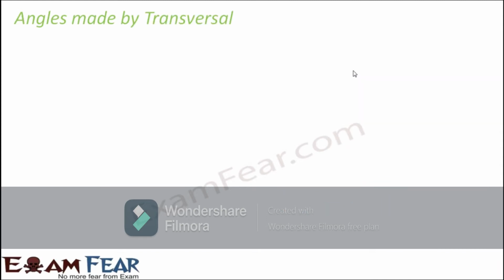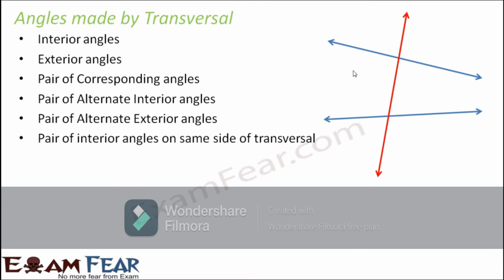Now, whenever the transversal intersects multiple lines, certain angles are made. So let us look at those angles made by the transversal, the various angles that are formed. You see, when this line cuts these 2 lines, so many angles are formed, right? So these are all the angles that are formed. So let us name these angles.